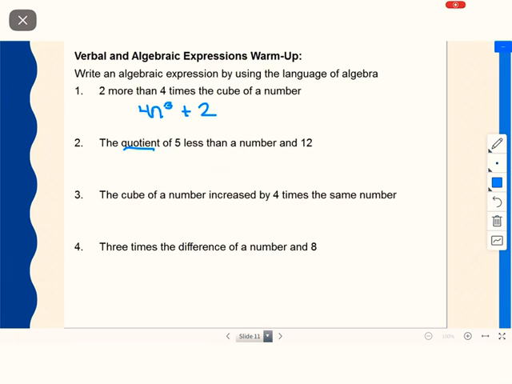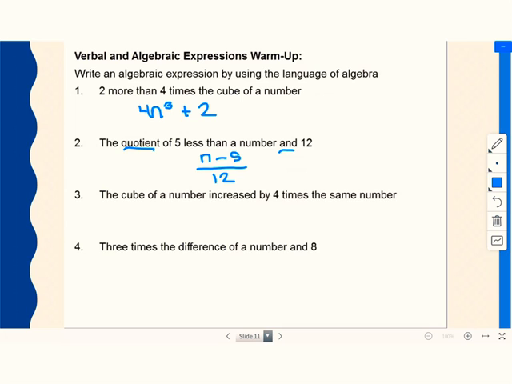Quotient means division. Order does matter for a quotient, so if it says the quotient of 5 less than a number, 5 less than a number means you have a number and you're taking 5 away. And 12, the "and" tells you where the quotient division occurs. So it is n minus 5 over 12.